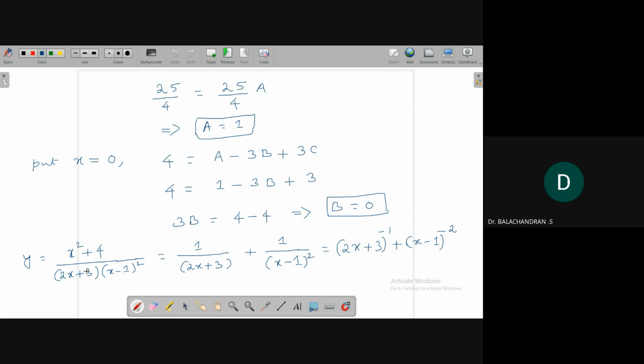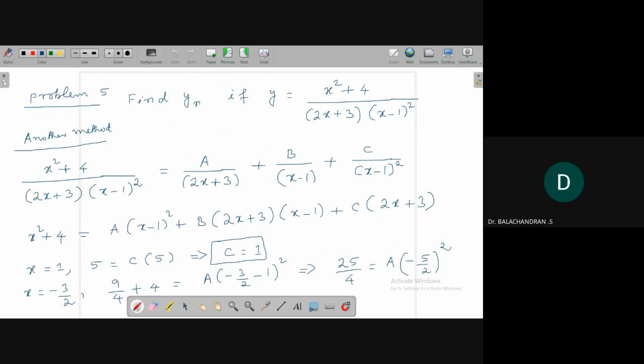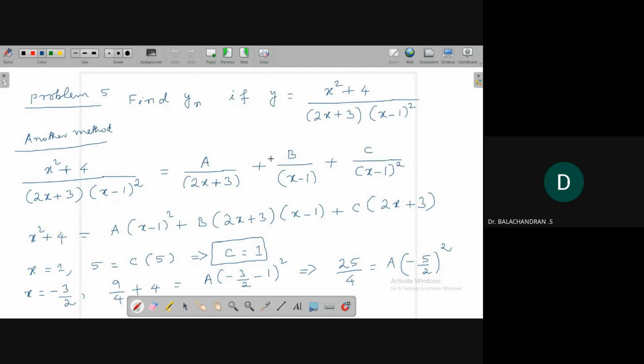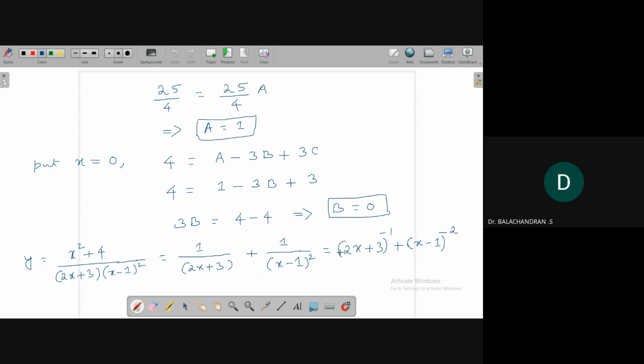Now, what is your y? This is actually y. Y is equal to, this is the given problem, A by this plus B by this plus C by this. Now, A is 1, C is 1, B is 0. So A is 1, so 1 by (2x plus 3), B is 0, C is 1 by (x minus 1) whole square. So you can write this as (2x plus 3) whole power minus 1, plus (x minus 1) whole power minus 2. So now y is equal to these two expressions.